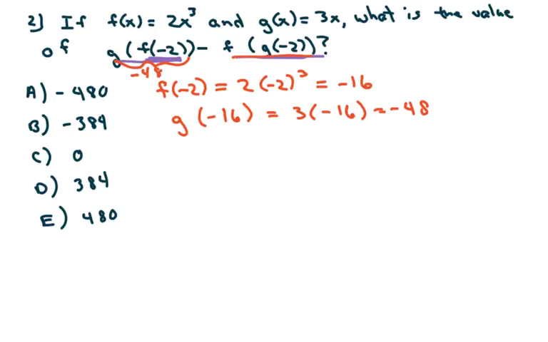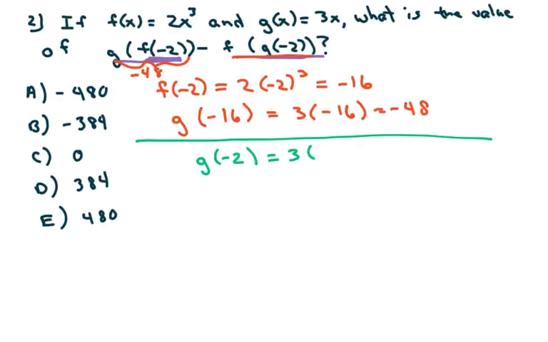Now we're going to take care of this one. So we're going to do g of negative 2. g of negative 2 equals 3 times negative 2, which is negative 6. That's our inner function value. Now we're going to do f of negative 6.